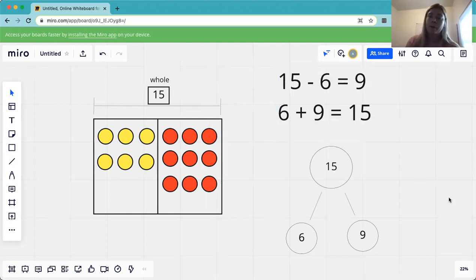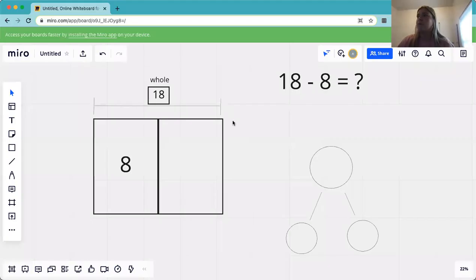So this next problem I'm going to put up on the board. This is for you to figure out. After you're done figuring it out, you can pause me, and then we'll work it out and see if you got the right answer. This one looks a little different because I have a number instead of the little circles. So I want you to figure out the problem: 18 minus 8 equals, and that number. Go ahead and figure that out. When you're ready, unpause and we'll go.